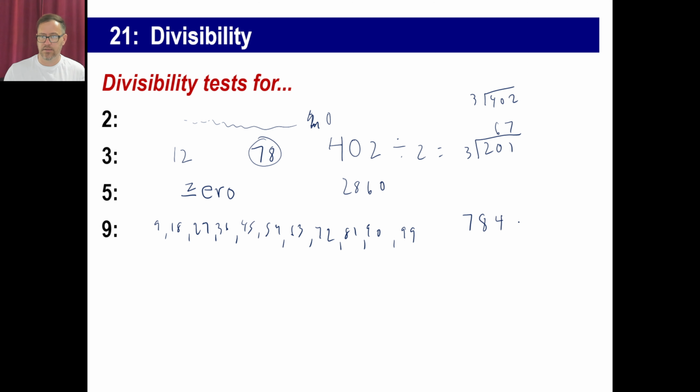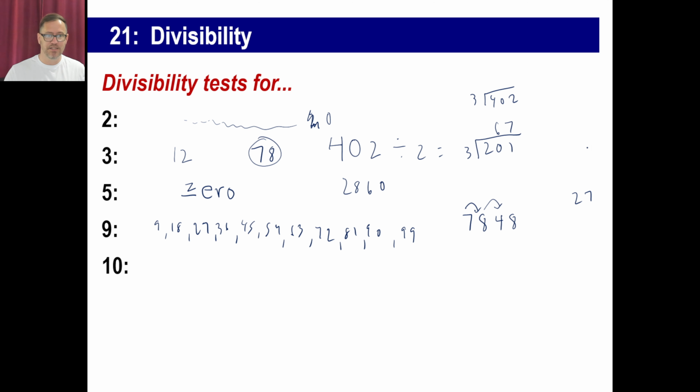7,840. I don't know. We could make it. Let's see. How about 8? 7,848. Is that divisible by 9? Well, 7 plus 8 is 15. 15 plus 4 is 19. 19 plus 8 is 27. Is 27 divisible by 9? Yep. So is that number. That's all there is to it.